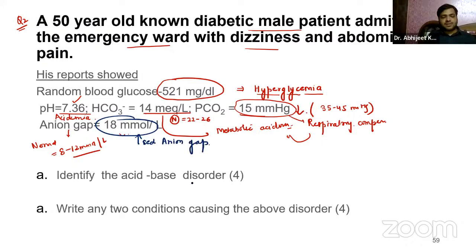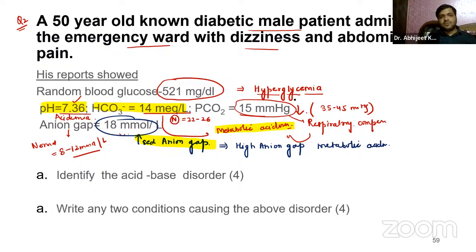Now the acid-base disorder, guys. If we just focus over here, let us try to figure out the low pH and low bicarbonate. Low pH and low bicarbonate indicates metabolic acidosis, right? Elevated anion gap may suggest high anion gap metabolic acidosis, right? So yes, increased anion gap along with metabolic acidosis can indicate high anion gap metabolic acidosis.